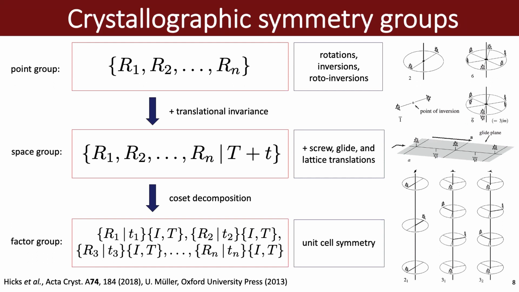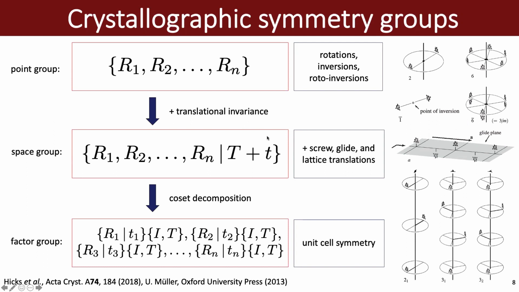But then if we consider translational invariance, then we get even more symmetry operators. So we get screw axes and glide planes. So here with screws, we're performing both a rotation and a translation. So this is a twofold screw axis. So we rotate 180 degrees and translate in the Z direction. And then we translate again here. And so here's a threefold screw axis, and then also with different translations.